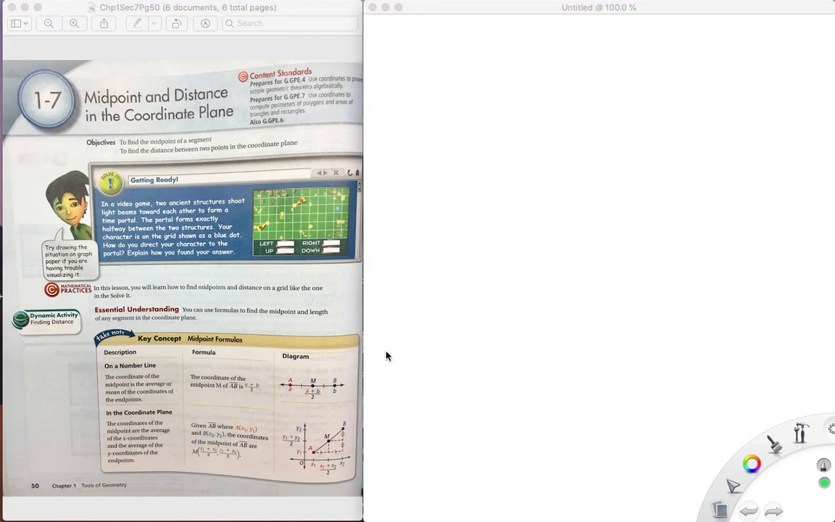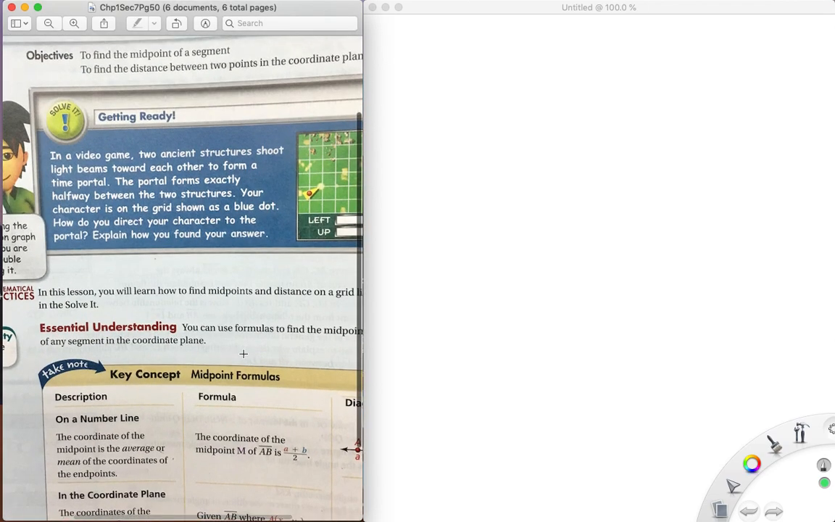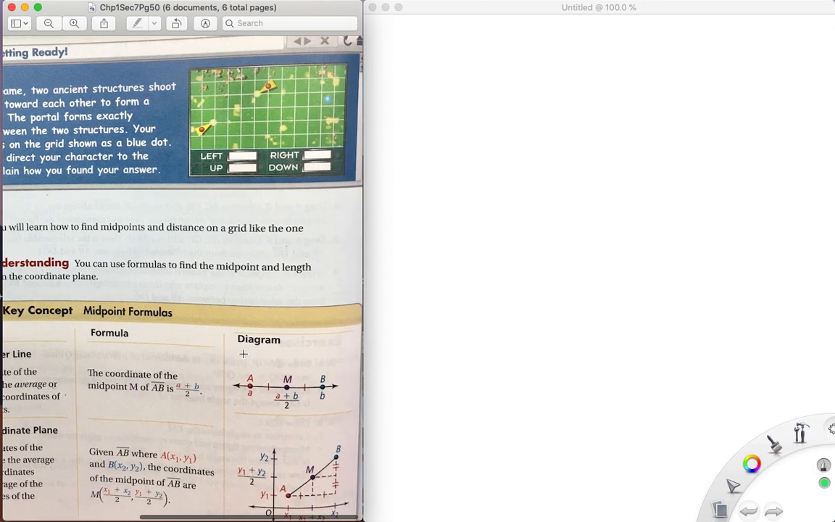Okay, so this is Geometry Chapter 1, Section 7, midpoint distance in the coordinate plane. Midpoint and distance formulas. Okay, so the first formula they give us is the midpoint formula.